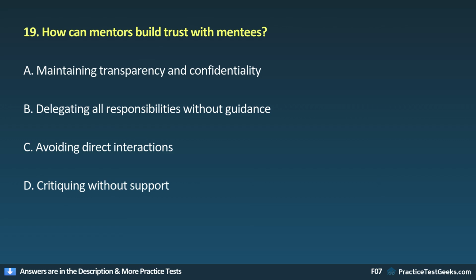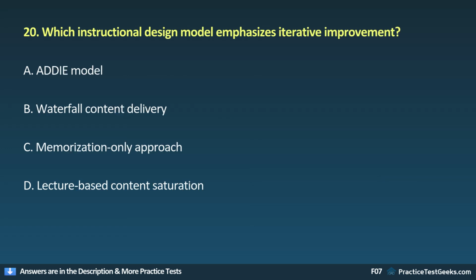19. How can mentors build trust with mentees? A. Maintaining transparency and confidentiality. B. Delegating all responsibilities without guidance. C. Avoiding direct interactions. D. Critiquing without support.